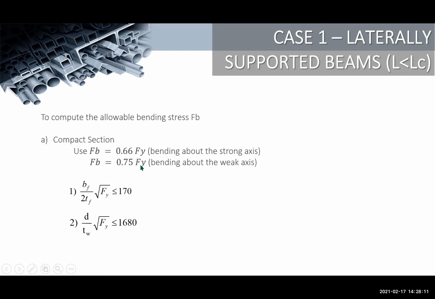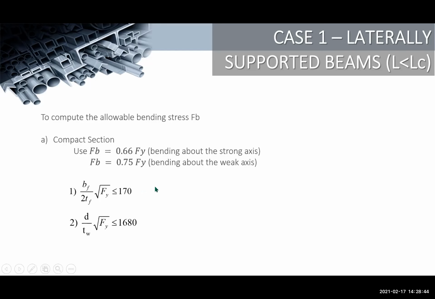Para saan yung allowable bending? Since mag-design tayo, we need to know kung ano ba yung allowable bending na kayang i-carry nung beam. Diba? Since mag-design tayo, kailangan natin allowable stress. Ito lang yung stress na dapat i-carry nung, ito lang yung stress na dapat nandun sa beam. So, kaya natin kino-consider dapat kung ano yung allowable bending sa beam. Diba? So, ito yung equations for compact section.